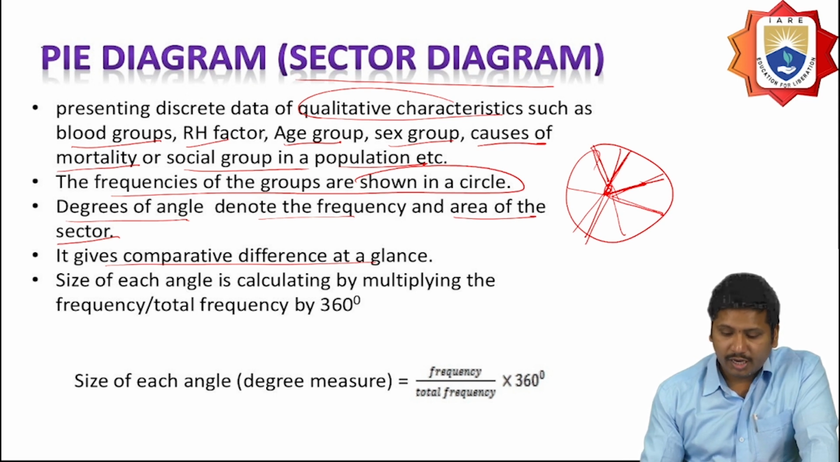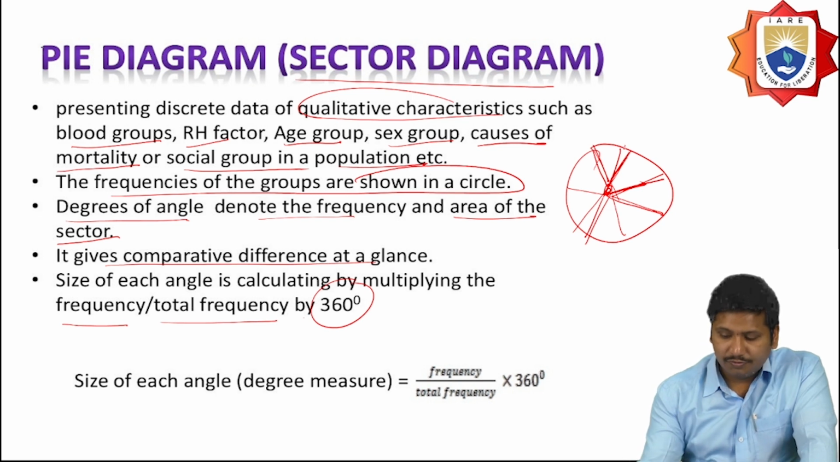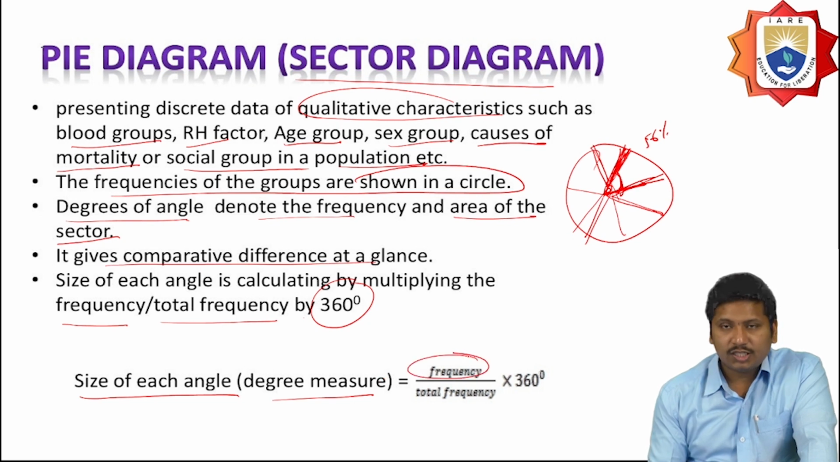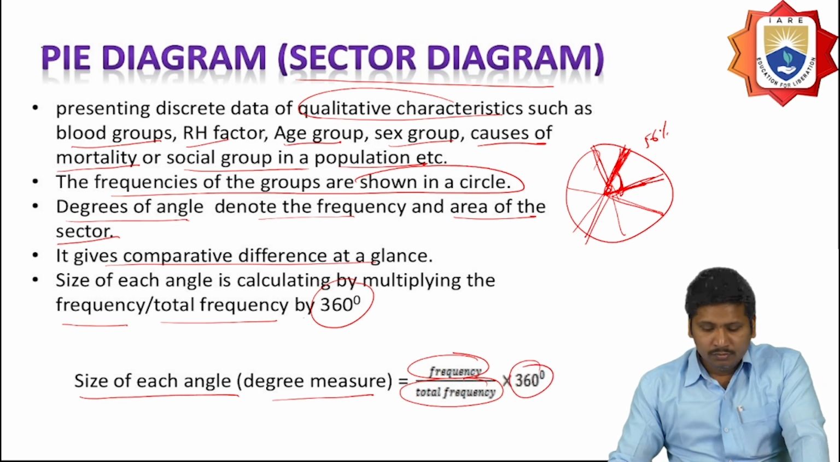And the size of each angle is going to be calculated by frequency divided by total frequency, and that should be multiplied by 360 degrees. So this is the size of the angle. Suppose I want to know this, suppose 56%. I have to calculate this angle. How much angle is this? The size of each angle is measured in degrees. So what should be the equation? The frequency over the total frequency, multiplied by 360 degrees.